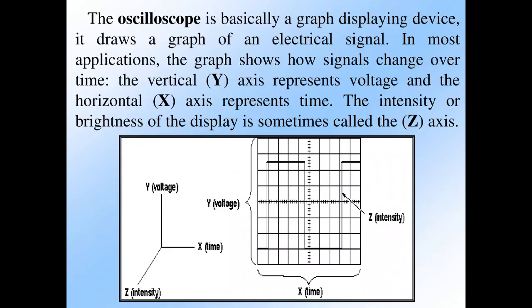The oscilloscope is basically a graph displaying device. It draws a graph of an electrical signal. In most applications, the graph shows how signals change over time. The vertical y-axis represents voltage and the horizontal x-axis represents time. The intensity or brightness of the display is sometimes called the z-axis.